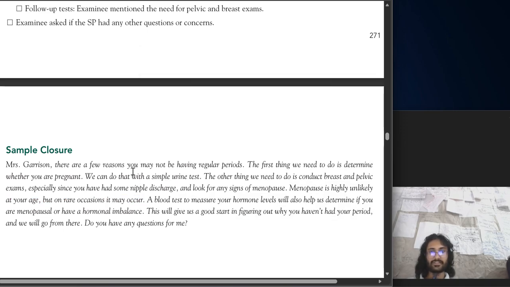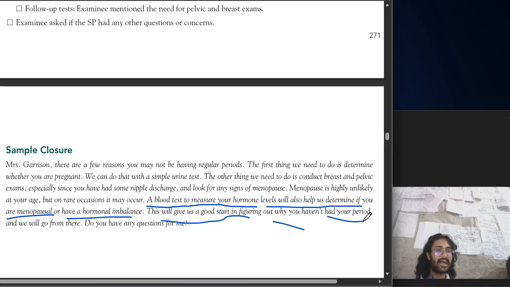A blood test, I do have this. Okay, a blood test to measure your hormone levels will also help us determine whether you are menopausal or any hormonal imbalances have been occurring inside your body. This will give us a good start in figuring out why you haven't had your period, and we will go from there. Do you have any questions for me?